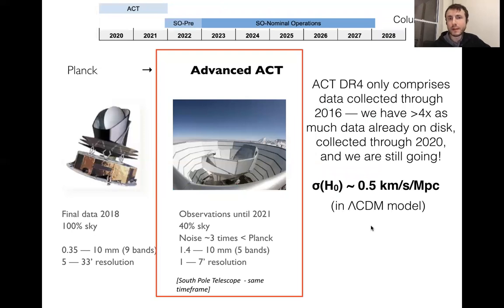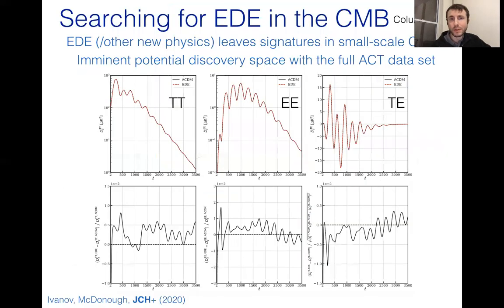Even more exciting, though, I think, is that we can actually look for small deviations beyond lambda CDM. So here's just one example, looking at EDE versus lambda CDM. The bottom plots are the fractional differences between these models for the 3 main power spectrum channels that we have. And you can see that there's differences. They're small, but they're non-zero, such that with high precision data over a wide range of multipoles in these 3 different channels, one can really hope to look for such subtle deviations from lambda CDM.